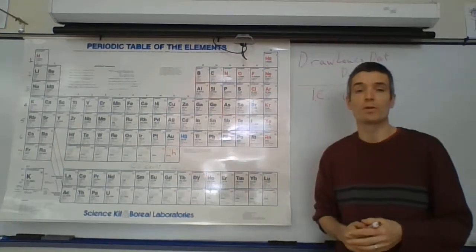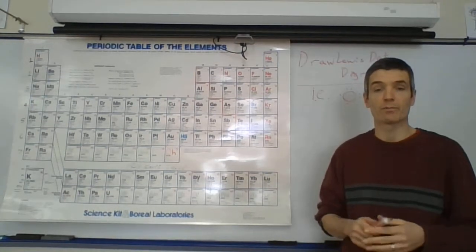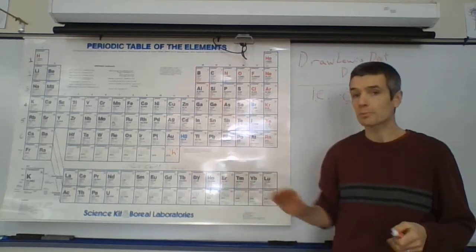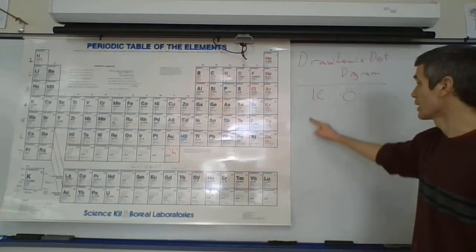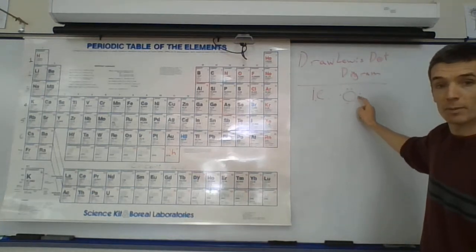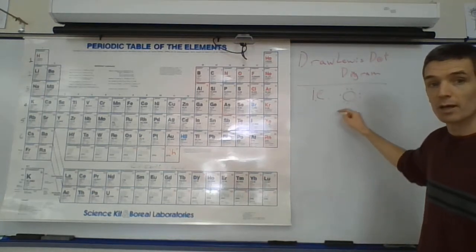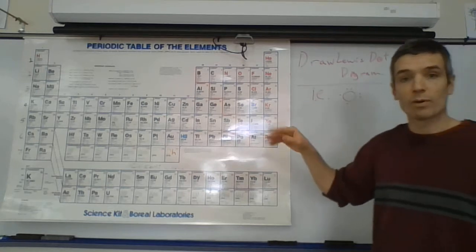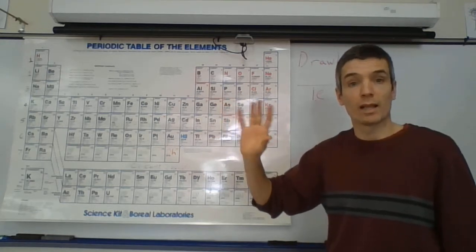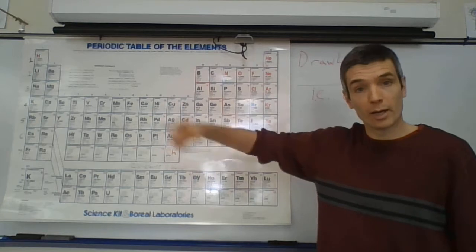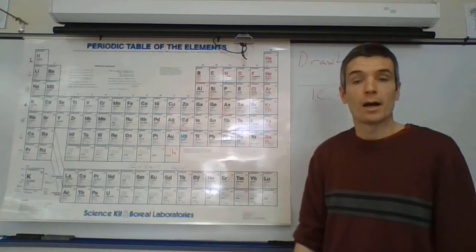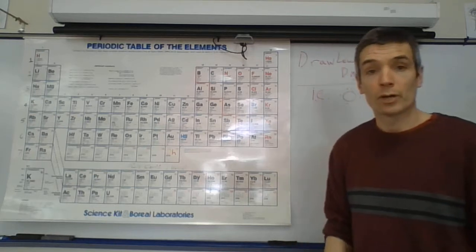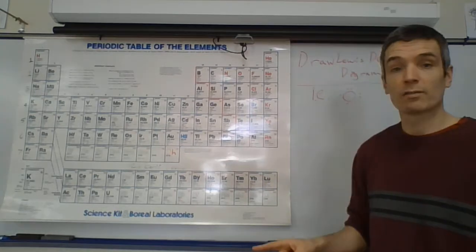The purpose of this video is for you to be able to draw a Lewis dot diagram for any element on a periodic table. Now, what it is, a Lewis dot diagram, it looks kind of like that. You're going to see an element symbol and you're going to see dots around it. And these dots represent how many valence electrons the element has on the outer energy level of its electron cloud.